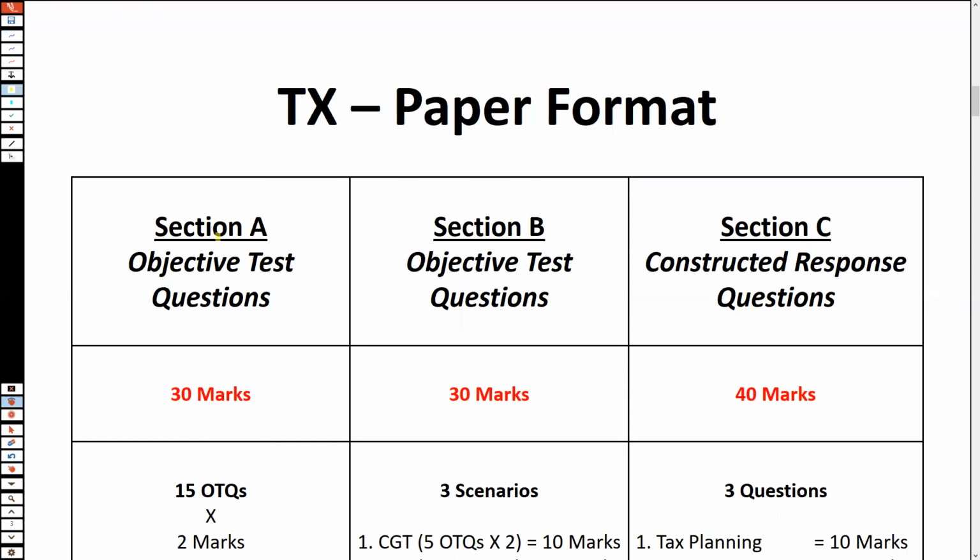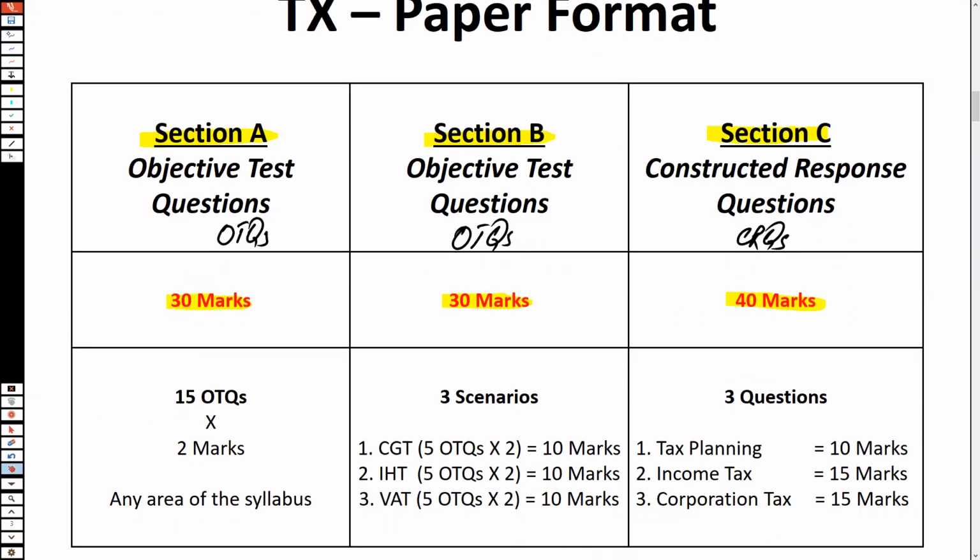The taxation paper is divided into 3 sections. Section A for 30 marks, B for 30 marks, and section C for 40 marks. In section A, there are objective test questions. Same in section B, these are objective test questions, and in section C, constructed response questions are there.